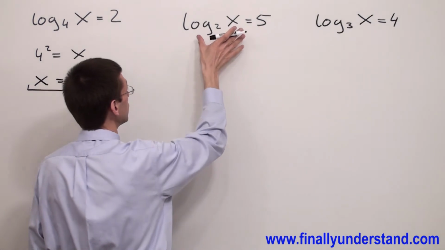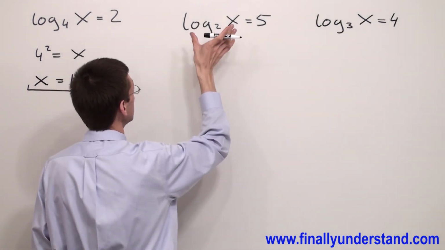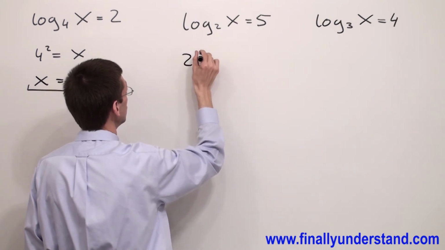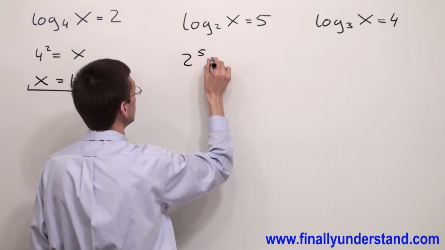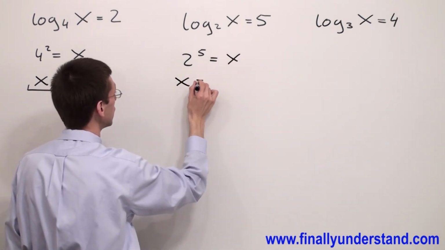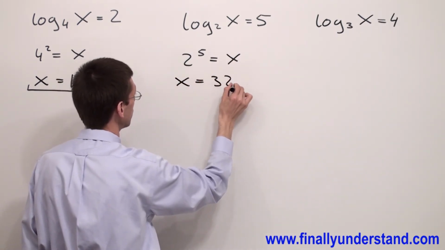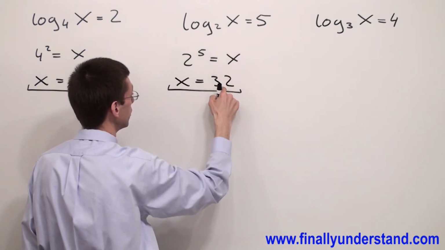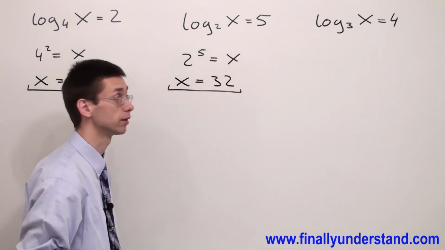The same story is going to happen over here. I have to convert the logarithmic form to the exponential. 2 to the fifth is equal to x. So x is equal to 32. Domain is positive. My answer is correct.